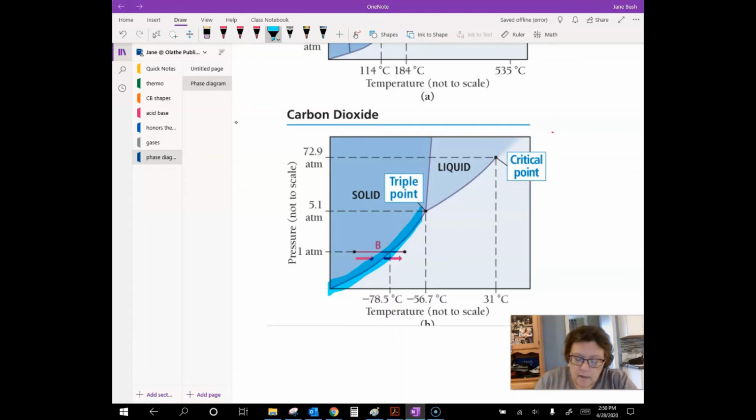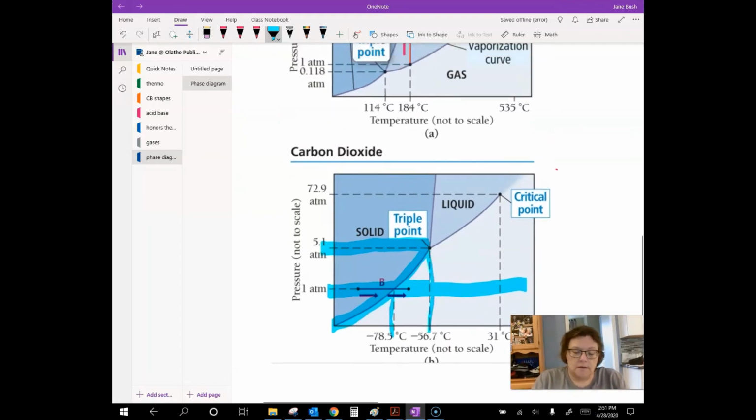So if you're at 1 atmosphere, the temperature, the point at which at 1 atmosphere, we're never going to get to a liquid with carbon dioxide. We're only going to ever go from a solid to a gas. In order to get to a liquid, we have to heat it up to 5.1 atmospheres. And so this diagram shows you carbon dioxide.